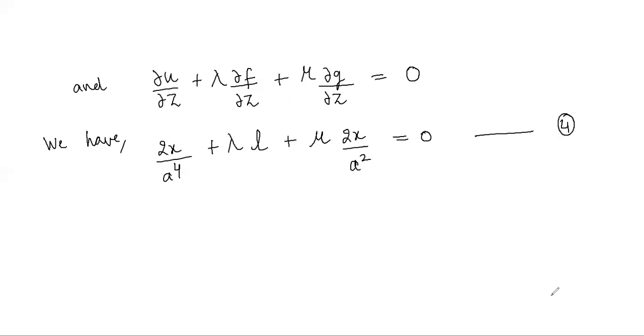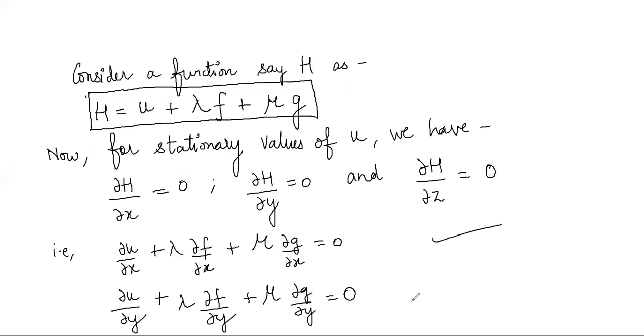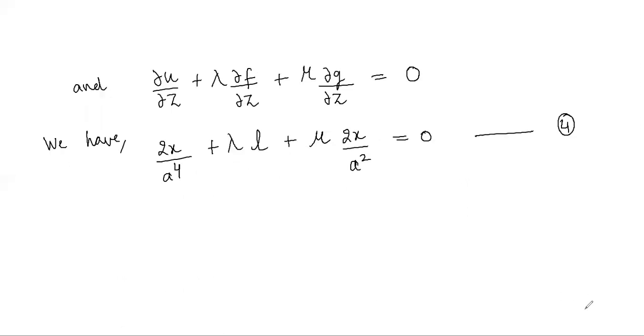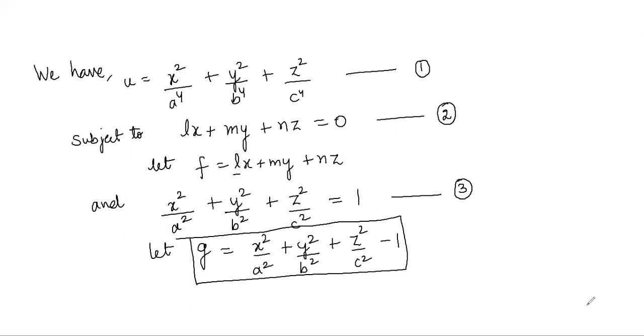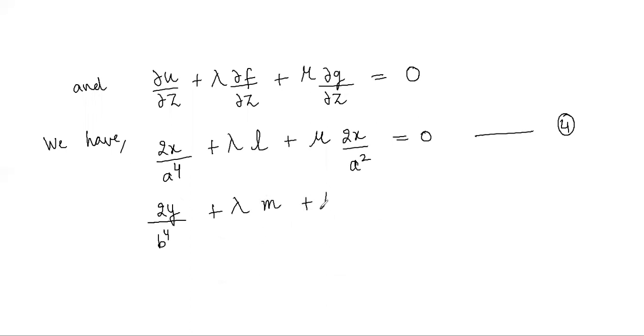4. Now, if we differentiate partially with respect to y, we will obtain 2y, del u by del y will be 2y upon b raised to power 4, then lambda, then del f upon del y, it will be obtained from the definition of f, del f upon del y will be m, plus Lagrange's multiplier mu, then del g by del y, which will be 2y upon b square equal to 0. And let us name this as equation 5.